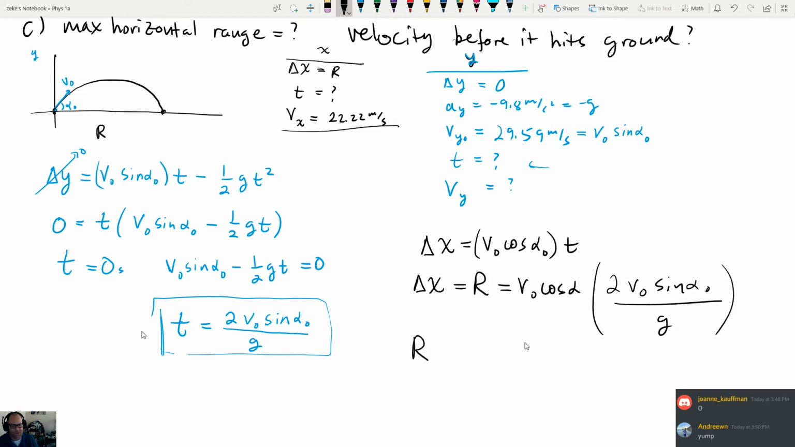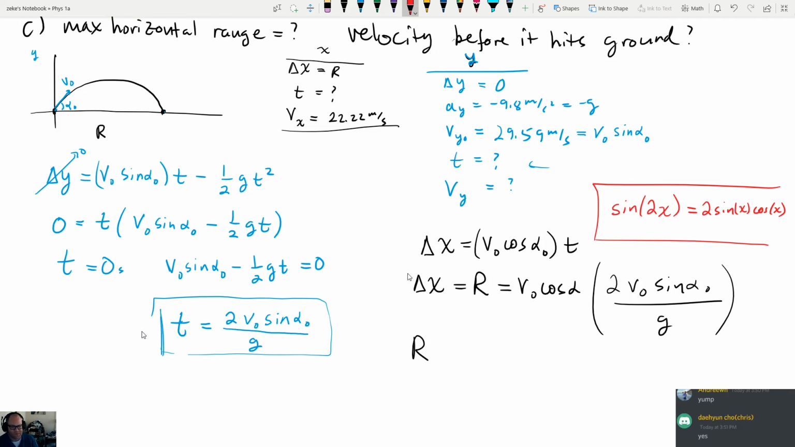So we're going to use one of the double angle formulas. The sine of 2x is equal to 2 times the sine of x times the cosine of x. Does that look familiar to most of you? You may not remember it, but I'm sure some of you do. If you don't, that's no big deal. So we're just going to use that to write this in a simple form.